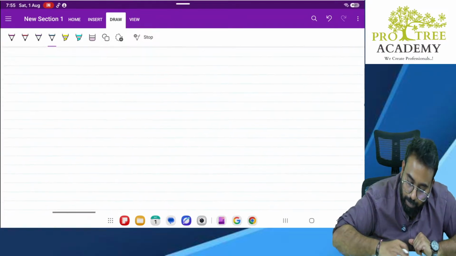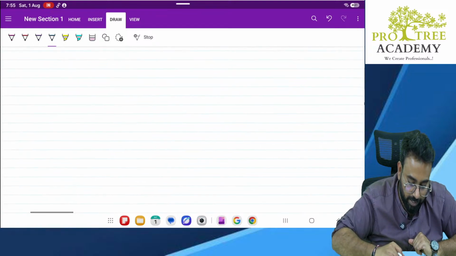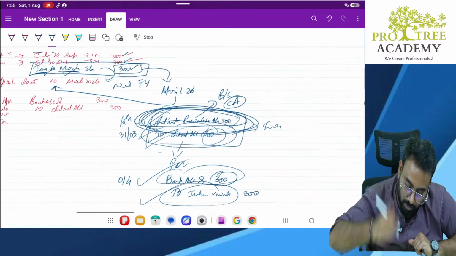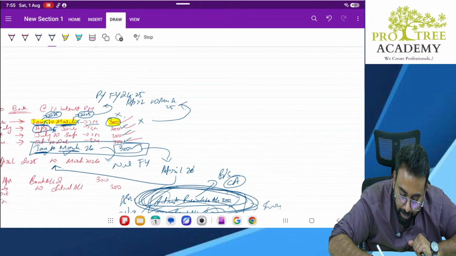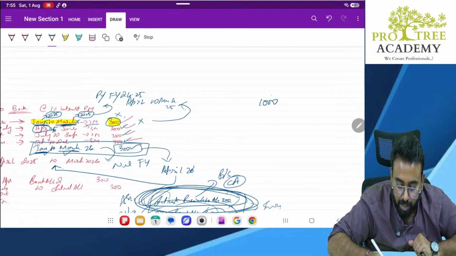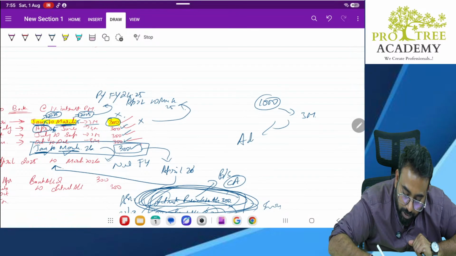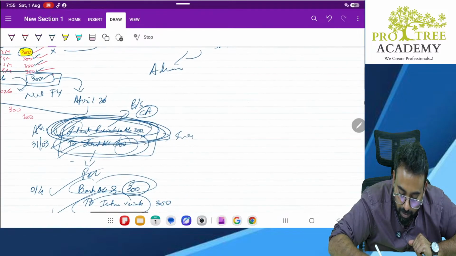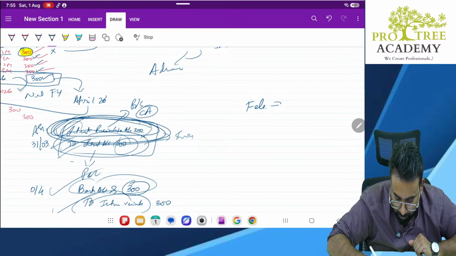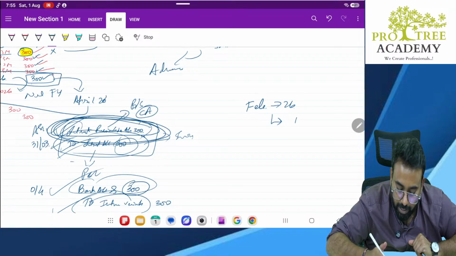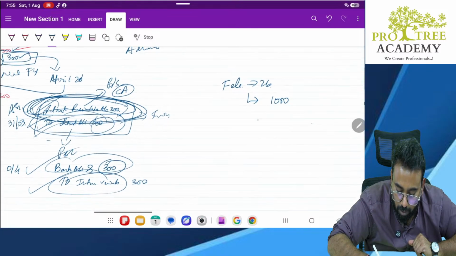Sir, I have kept the money in the bank account, correct? There is one bank, sir, where what happens is, if I keep 1,000 rupees for 3 months, they will pay the interest in advance. Suppose I kept the money on February 26, 1,000 rupees, and they are paying 1% interest for 3 months.